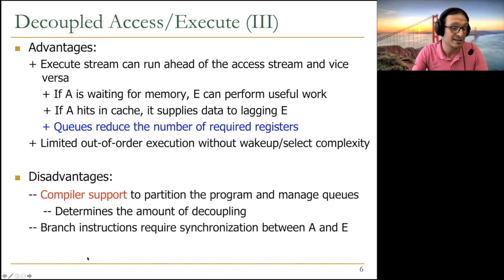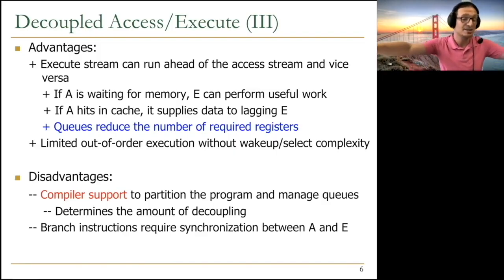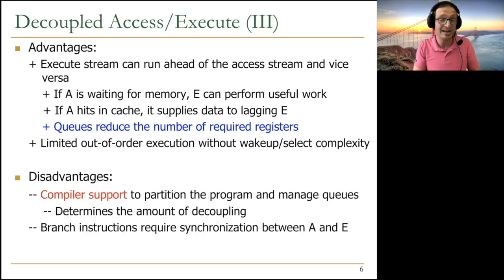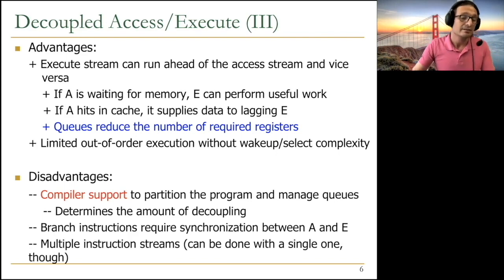And one other disadvantage is branch instructions require synchronization between A and E, because you're actually taking a single instruction stream and separating it into two instruction streams. What happens to branches, right? They get executed in the execute processor, but you need to signal the access processor to make sure that the access processor is not on the wrong path forever, right? The other disadvantage is multiple instruction streams. Basically, you need to generate 2 instruction streams or program 2 instruction streams, which may be cumbersome. But later work showed that this can be done with a single one by taking the single instruction stream and streaming it dynamically into multiple processors.